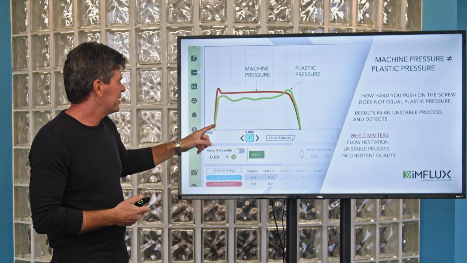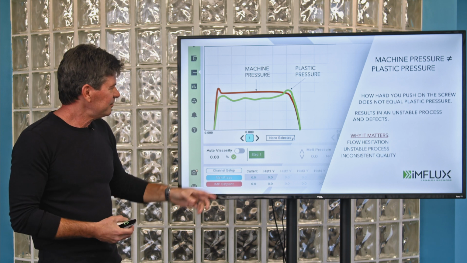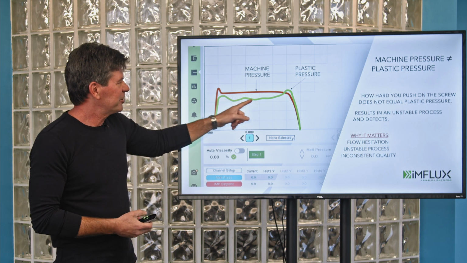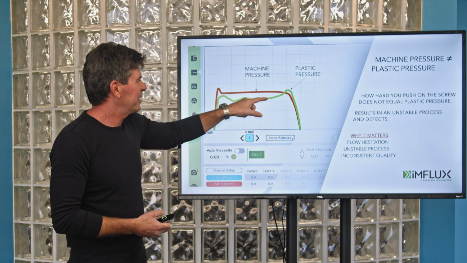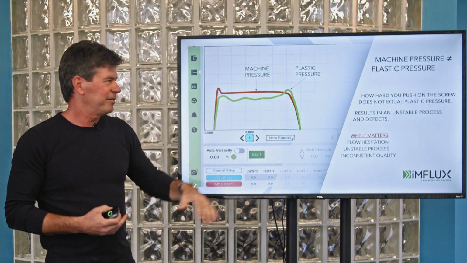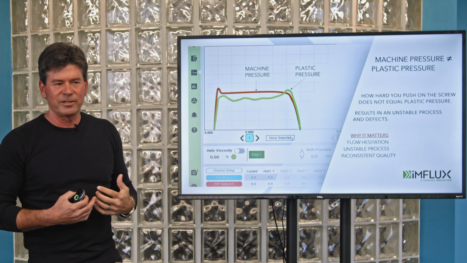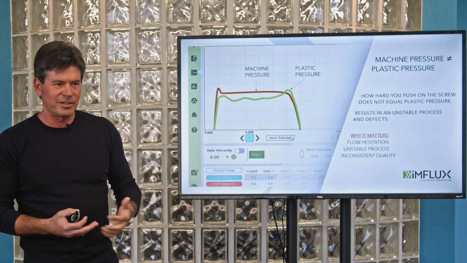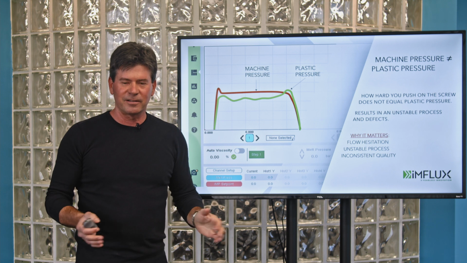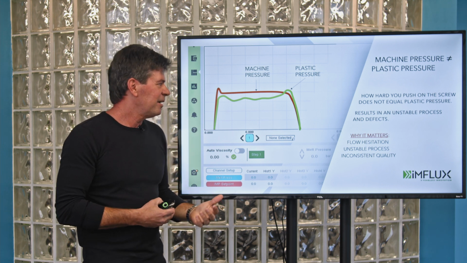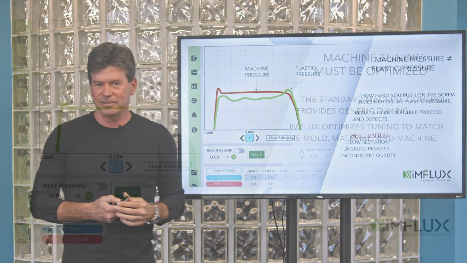It's important because if this is my machine pressure and I'm trying to control that to be constant, my plastic pressure is anything but constant. In fact, it's typically increasing, and at the end of the fill it might be about equal to your pressure, but it might even start considerably lower. So it's not a constant pressure scenario. These things create hesitations. They create very inconsistent processing conditions. Why does it matter? Flow hesitation, unstable process, inconsistent quality.